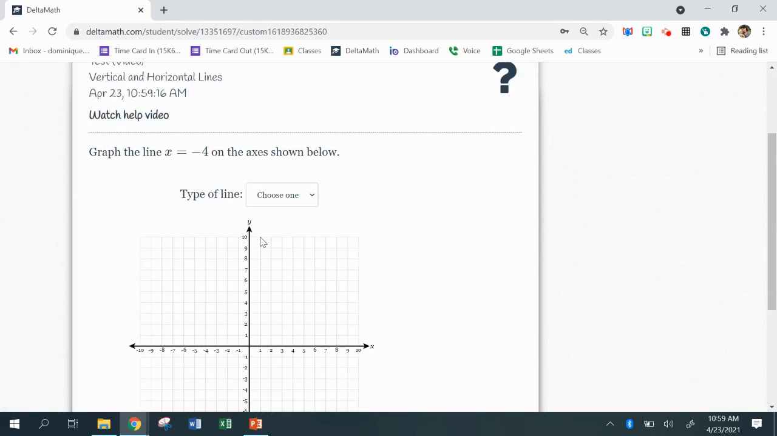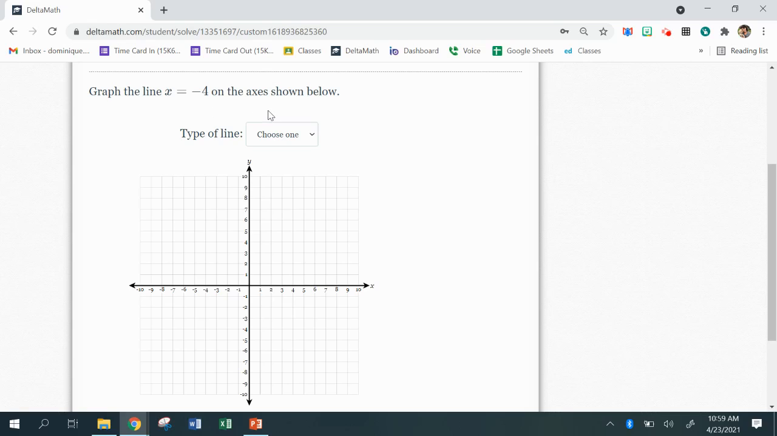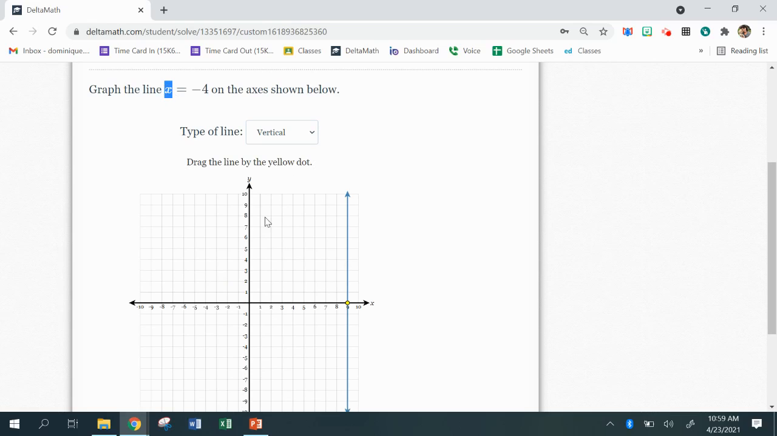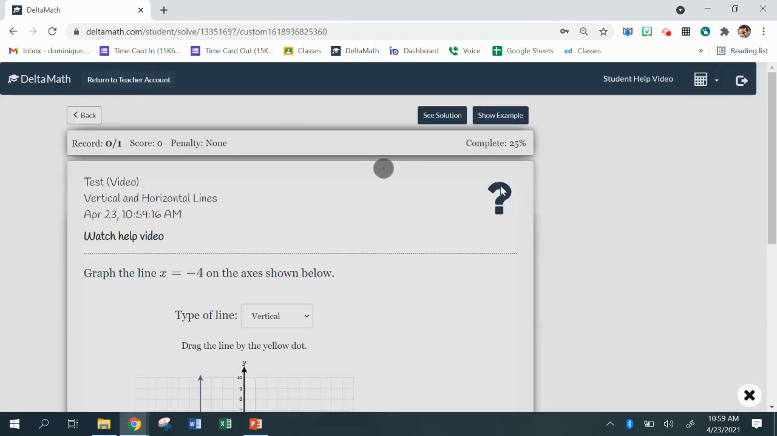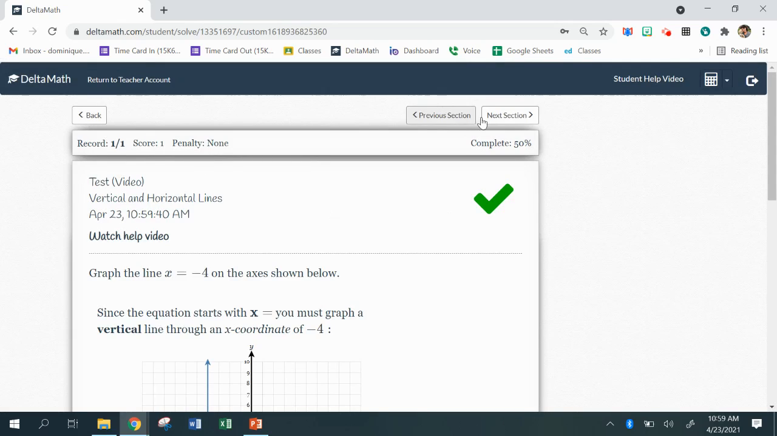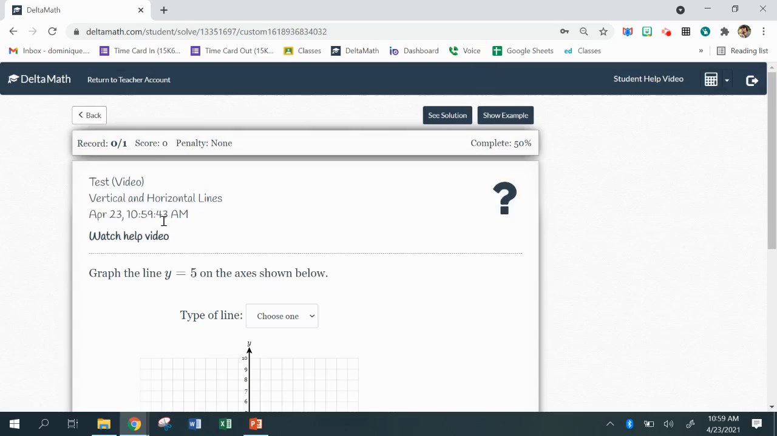Okay, graph the line x equals negative 4 shown below. So we know it's going to be a vertical line because we have an x equals, and we're going to go to where x is negative 4, and that's where our line is going to go. Make sure it's on that line. It can't be next to it like here. It has to be on that line. Okay, let's submit. Perfect. Okay, next section.